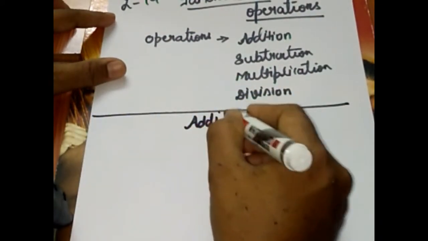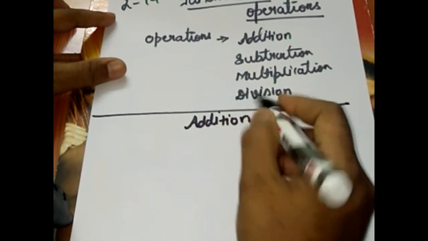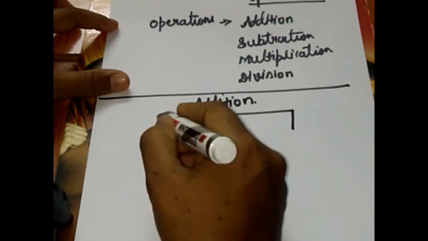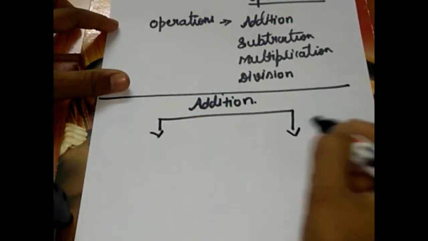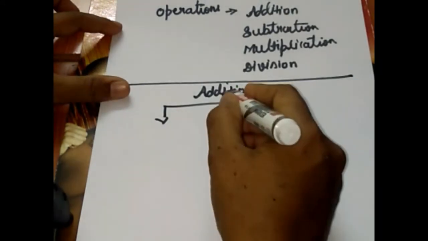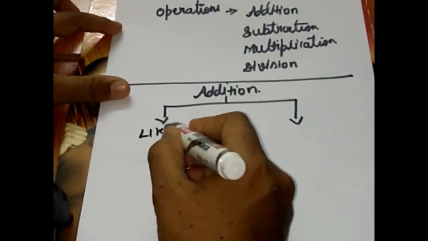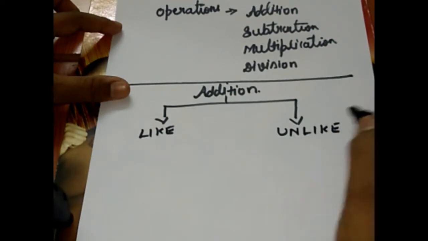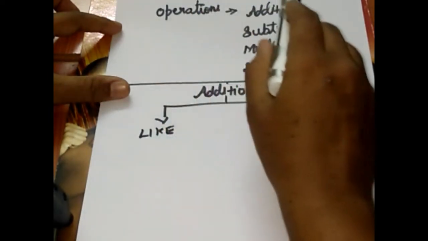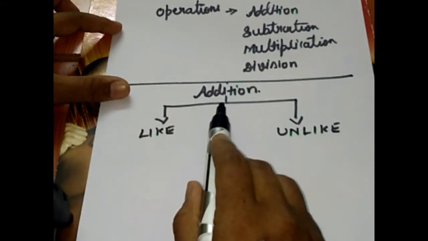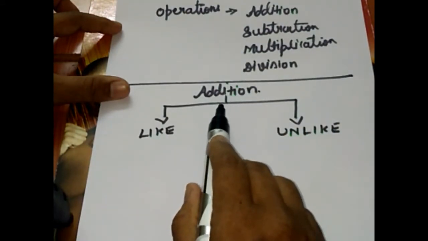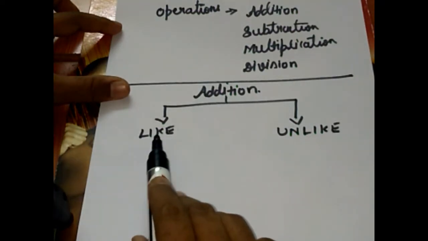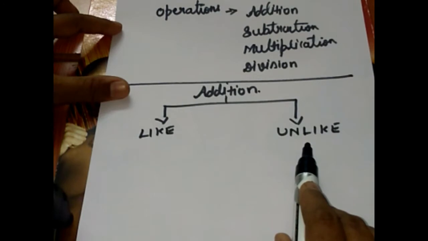Whenever we need to add the algebraic expression, the first step to be followed is to identify the type of terms. In algebra, we have two types of terms, namely like terms and unlike terms. I repeat, in algebraic expression, when we are doing addition, before dealing with the addition, we need to recognize whether the given terms are like terms or unlike terms.